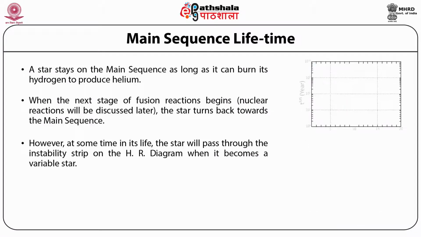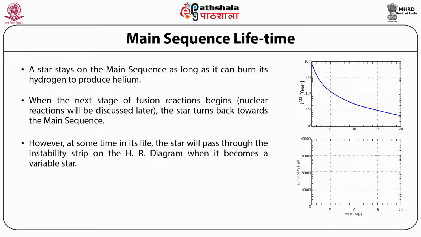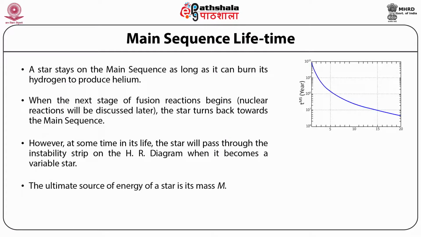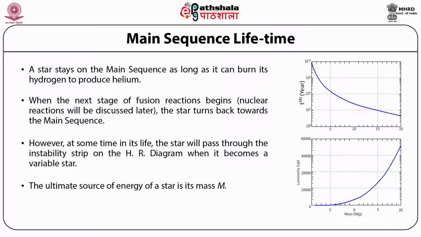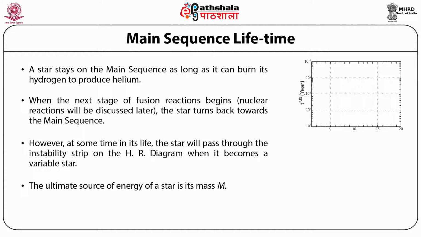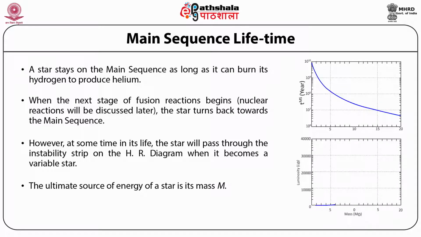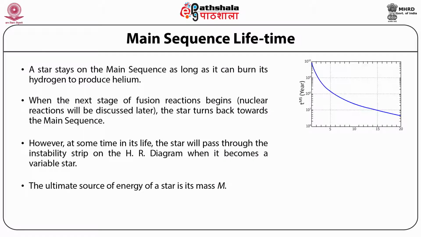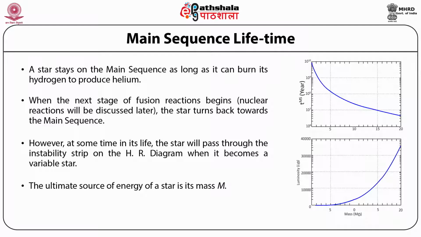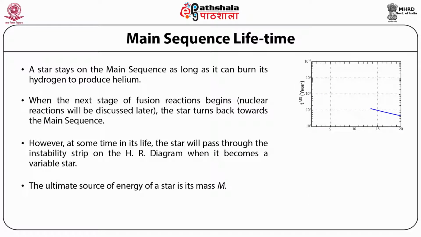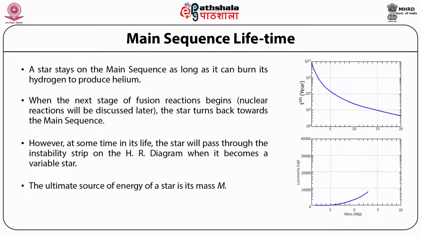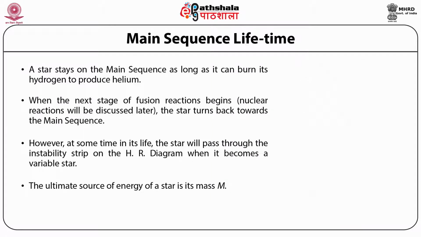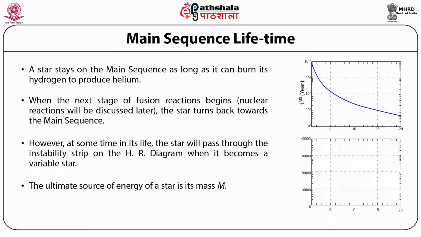The time for which a star stays on the main sequence depends on its mass. This is simple to understand, since the ultimate source of energy of a star is its mass m. If L is the luminosity of the star while it is on the main sequence, its lifetime on the main sequence, T_MS, will be proportional to m/L. The mass-luminosity relation is L proportional to m^3.5 for main sequence stars of masses less than approximately 20 solar masses.